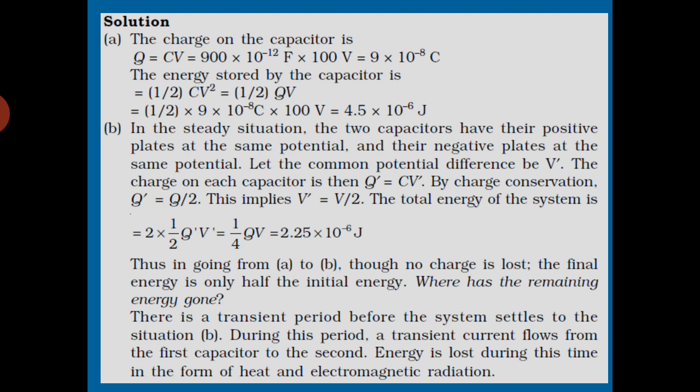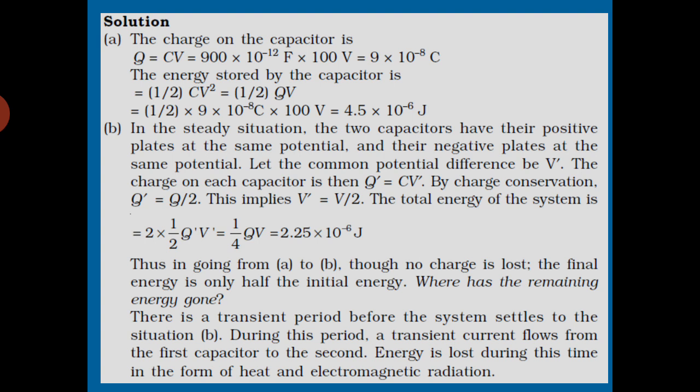And putting the value of V, that is 100, and Q, which is 9 into 10 to the power minus 8 coulomb, the total energy comes out to be 2.25 into 10 raised to power minus 6 joule. You see, initially when there was one capacitor connected to the battery, the energy stored, as calculated in part A, was 4.5 into 10 raised to power minus 6 joules.